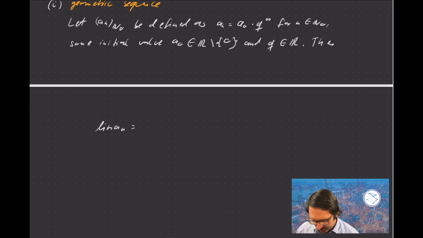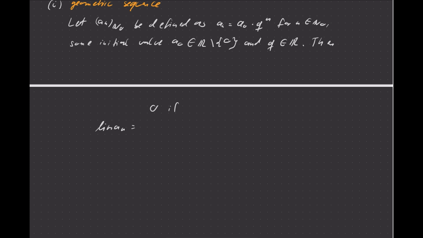And that means the whole limit will be 0 if the absolute value of q is less than 1. So q is between -1 and 1. If q is equal to 1, of course, then we just have a constant sequence that is equal to a_0.